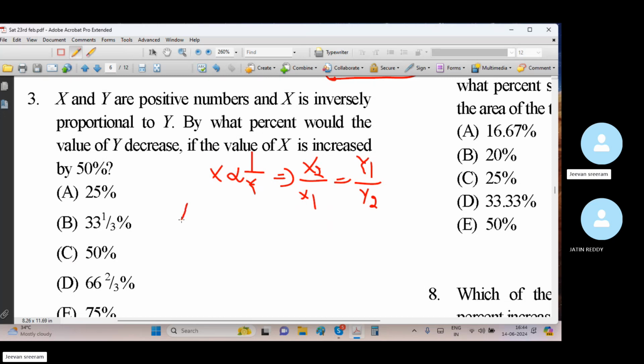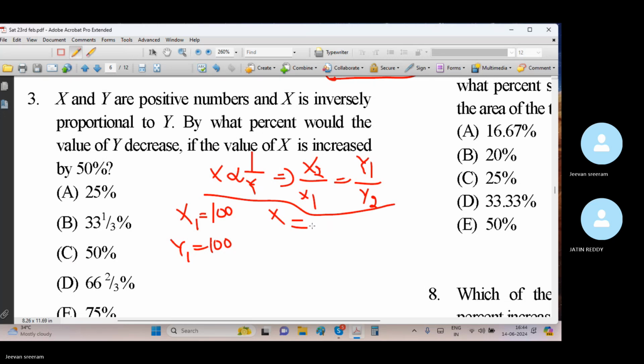By what percent would the value of Y decrease if the value of X is increased by 50%? So same, X1 is 100, Y1 also 100. Let's say as such. The value of X has been increased by 50%. So how about its final value? 50% increase means if initially it is 100, finally it is going to be 150. Then you can say that is a 50% increase.